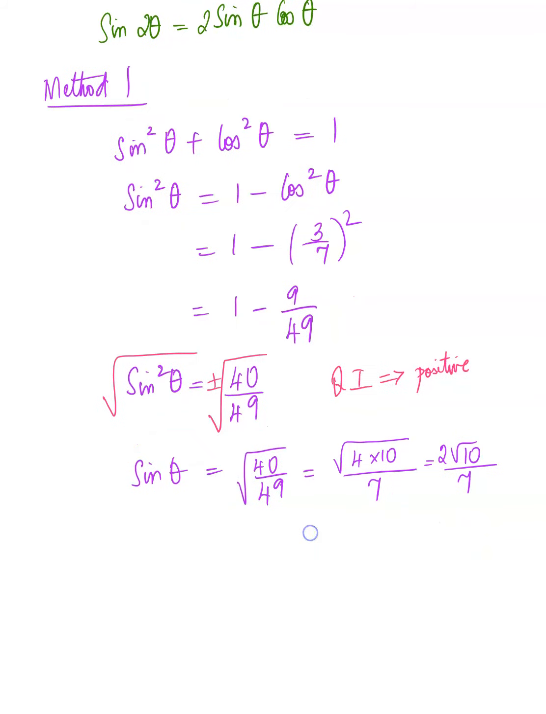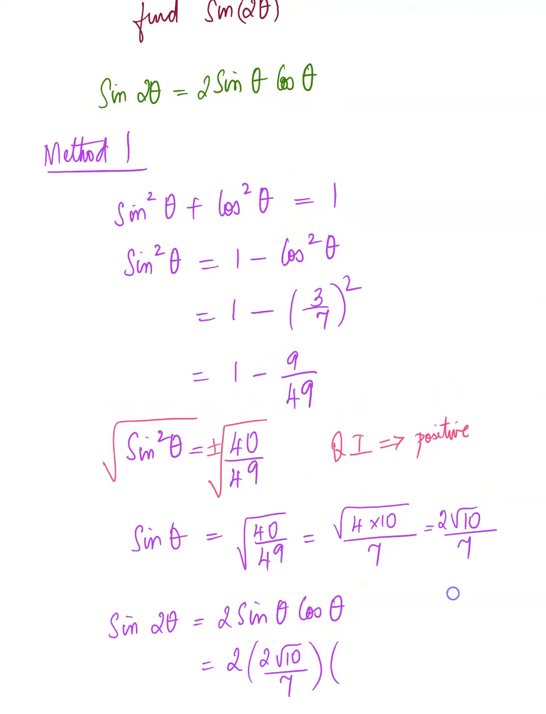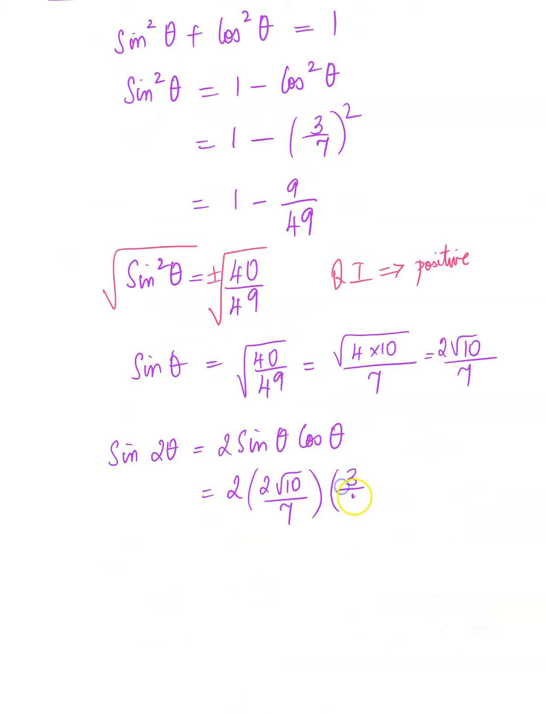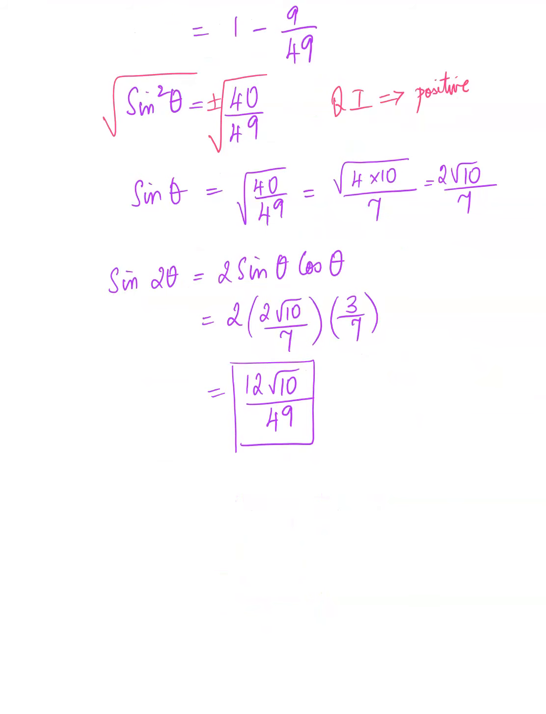Now use that information, and we have sine 2 theta is 2 sine theta cosine theta. Sine theta was found to be 2 root 10 over 7, and cosine theta was given to be 3 over 7. Multiply them all, so 2 times 2, 4, 4 times 3, 12 root 10 over 49. That will be your answer in method 1. That was fairly quick.